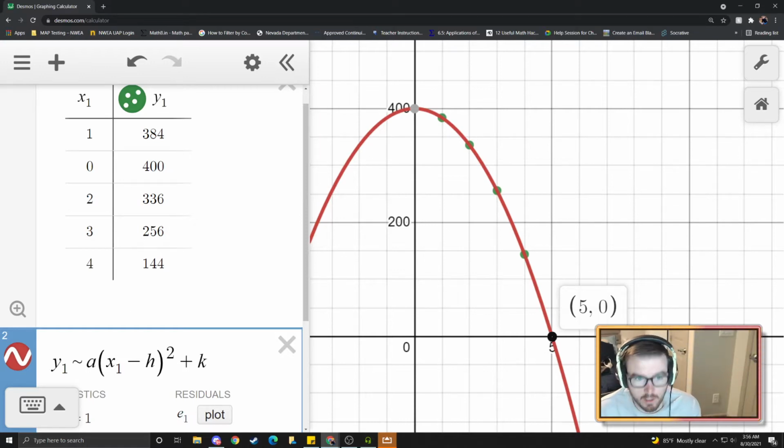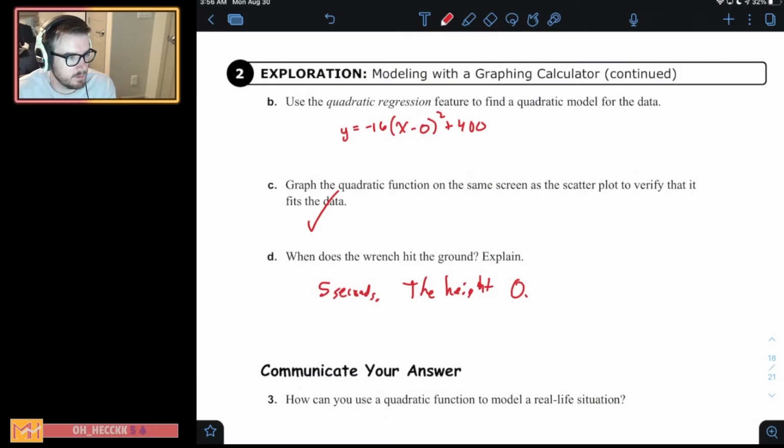Explain our answer? Well, the height is 0 after 5 seconds. So if the height is 0, that means it must have hit the ground. So I'm just writing 5 seconds. The height is 0 because this red graph represents the height, and the second the height says 0, we hit the ground.